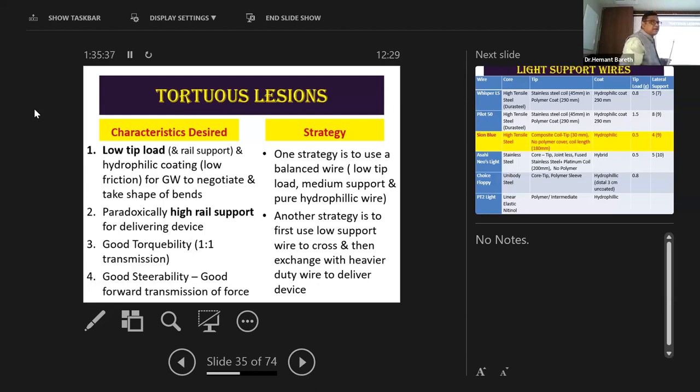So what kind of characteristics would you require in a guide wire? So number one, the guide wire should have a low tip load because the tip has to track along the vessel. So tip load should be low, clearly. Also, rail support should also be low because it has to take those turns, so the rail support should also be low.